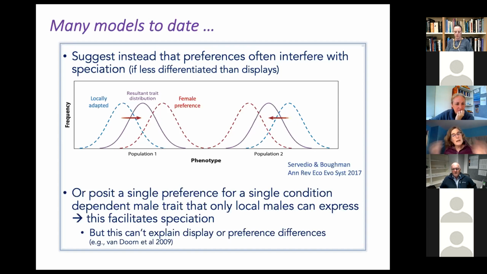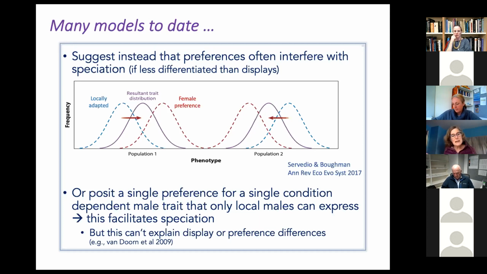So there's a whole other set of models out there that posit that instead of two distinct preferences acting or having two different display traits, you can have speciation occur with a single preference for a single male display trait if that trait's condition dependent.